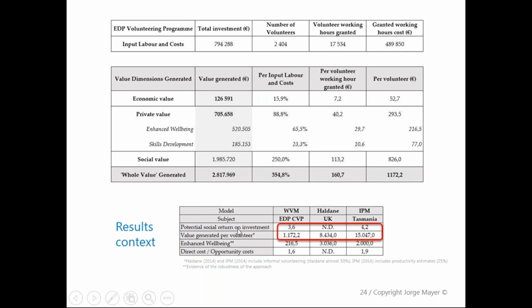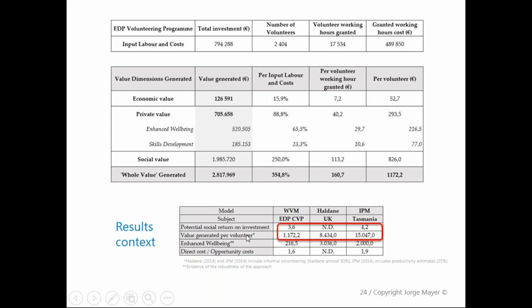And in terms of potential social return on investment, our return of 3.6 is a little bit below what the IPM found in Tasmania. And also our value generated per volunteer is a lot lower than the Haldane model or the IPM model. It's very below. I mean, sometimes more than 10 times lower. So this shows us that we are not overreacting. Actually, I would say that we are still underestimating the value with these figures, but we are comfortable and they are conservative, and that's the important way to go.